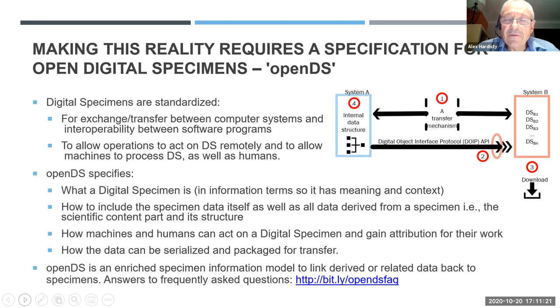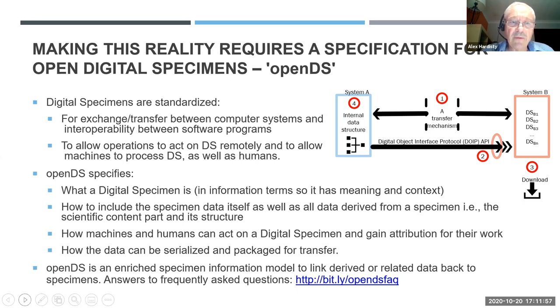Making this vision of digital specimens a reality requires a specification for open digital specimens, which we call OpenDS. Digital specimens and the way that they're represented are standardized for exchange and transfer between computer systems and interoperability between different software programs. And importantly, to allow operations to act remotely over the internet on digital specimens in other systems. And this allows both machines as well as humans to process digital specimens.